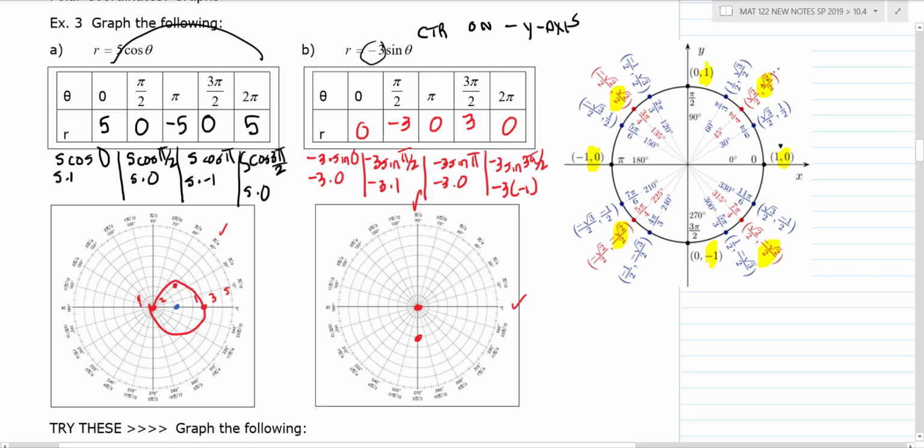Now, if you were to go to pi over 4, for instance, this would go out that radius. If you work this out, if you did negative 3 times the sine of pi over 4, you'd have negative 3 root 2 over 2.